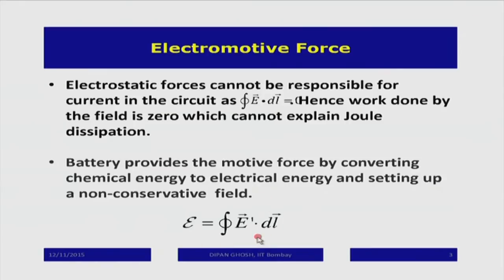In other words, I had one part which is within the battery, E prime dot dl. I added first another non-conservative part which is 0, then I added the full conservative part over the circuit which is 0. So I added 0 plus 0 plus E prime dot dl is the complete E dot dl. So that is my definition of this thing. All right. So let us continue with this.